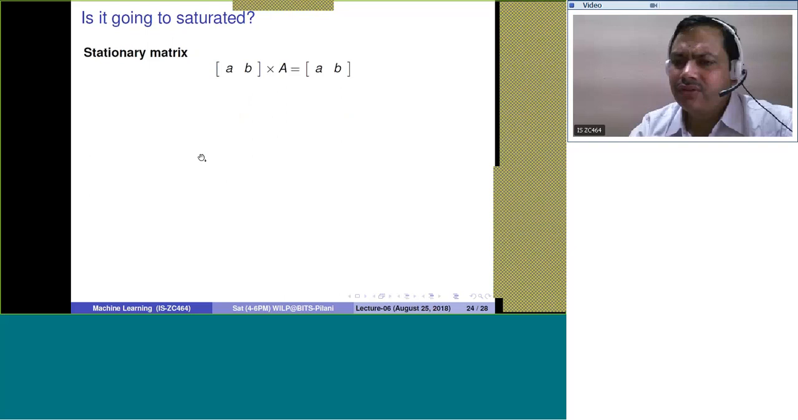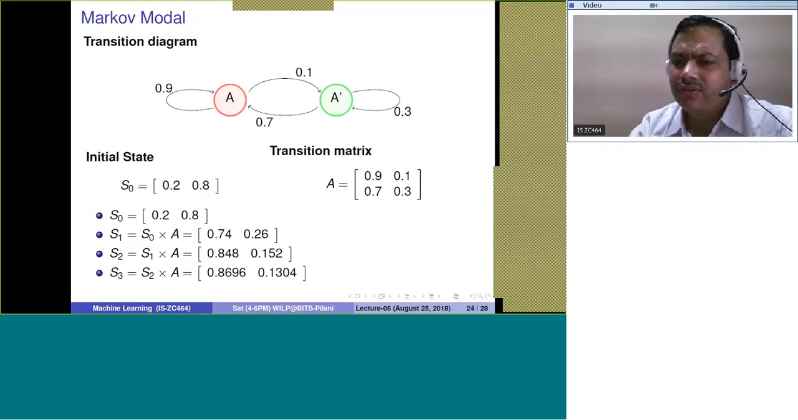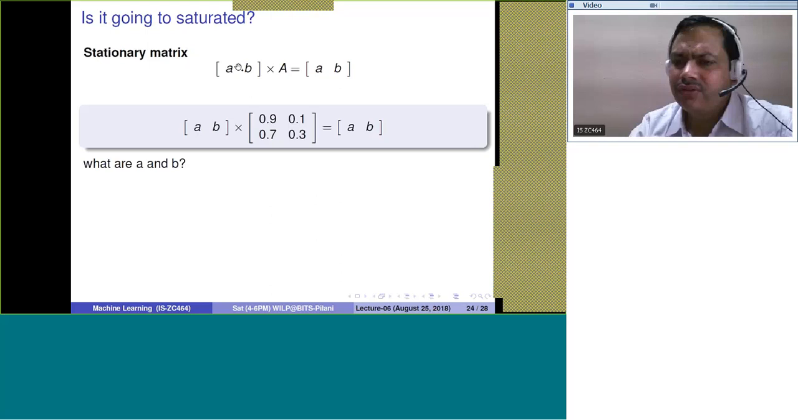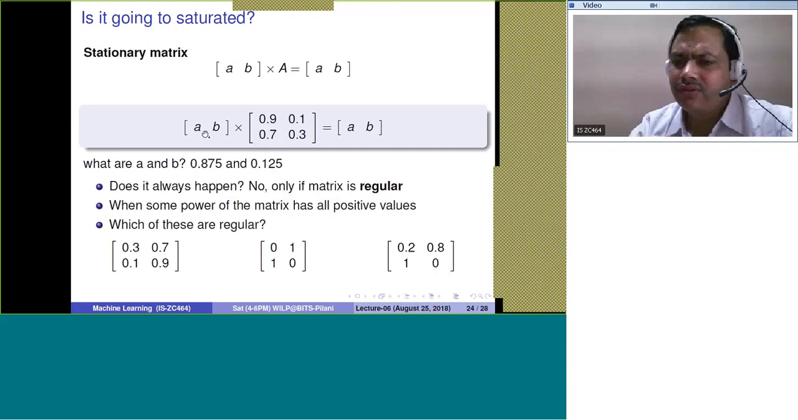So let me introduce one more concept so that everything is clear to you. There is a concept of a stationary matrix. What is a stationary matrix? You take AB and multiply it with the matrix, and you again get AB. So can you solve this equation? Let's assume we have 0.71 and AB. You can find the values of A and B. Multiply: 0.9A plus 0.7B is equal to A, and another equation is 0.1A plus 0.3B is equal to B. Then you can solve these equations and find the values 0.875 and 0.125.